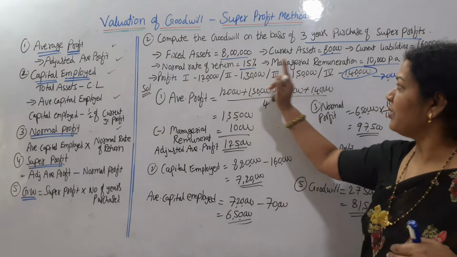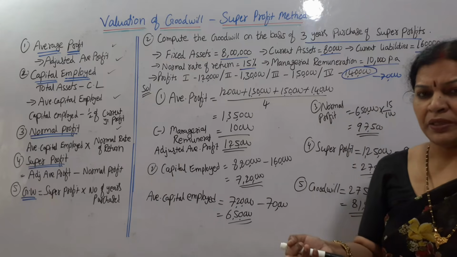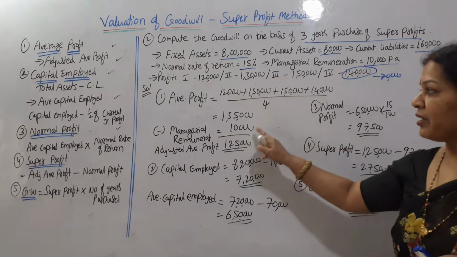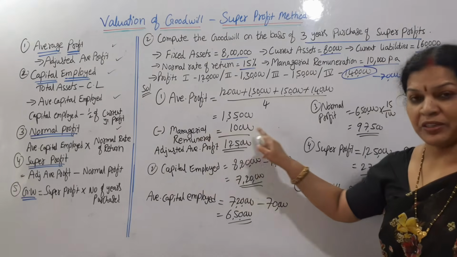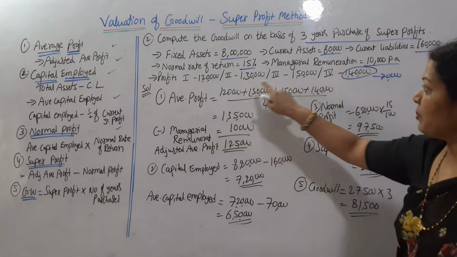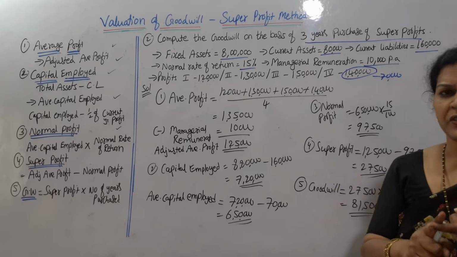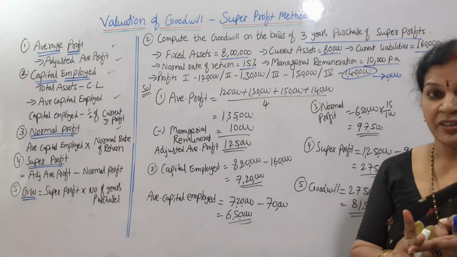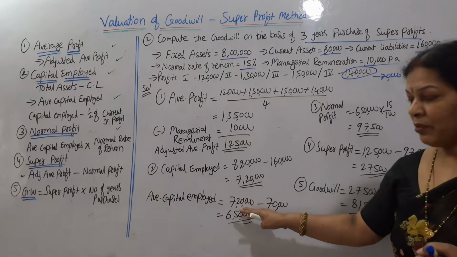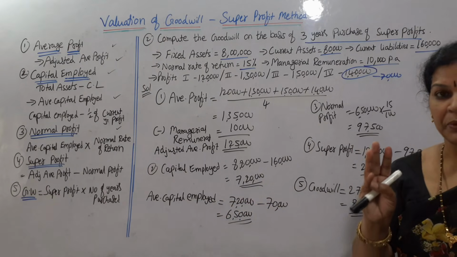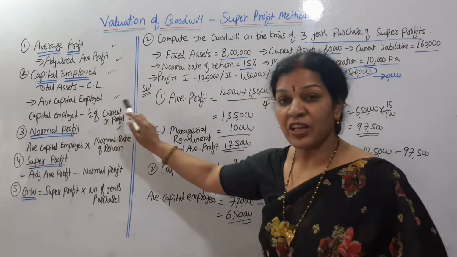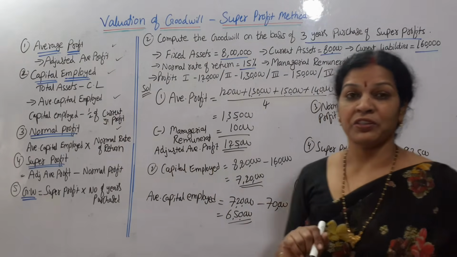In the same way, normal rate of return is given, managerial remuneration means we are paying it. It means it's a loss. Loss means from the profit you have to deduct it. First we have calculated the average profit, from that managerial remuneration deducted, so that you got the adjusted average profit. Then in the same way, profits are given step by step. First average profit, second adjusted average profit, then after that capital employed. From the capital employed, we have also calculated the average capital employed. How do you get average capital employed? Capital employed minus half of the current year's profit.